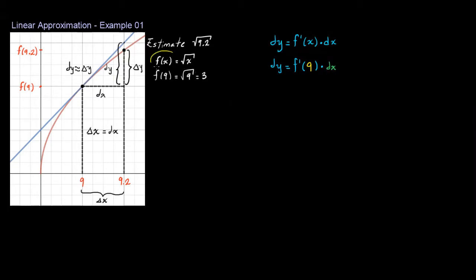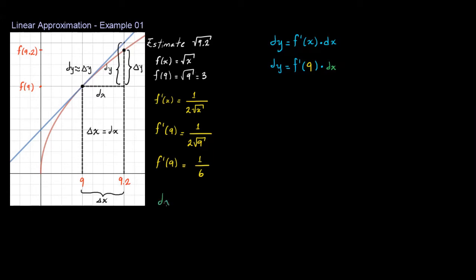If we know that f of x is equal to the square root of x, then f prime of x will be equal to 1 over 2 times the square root of x. So f prime of 9 will be equal to 1 over 2 times the square root of 9, which means f prime of 9 is equal to 1 over 6. So that's the f prime of 9. We already found this piece of the formula. So let's get now to the dx piece.